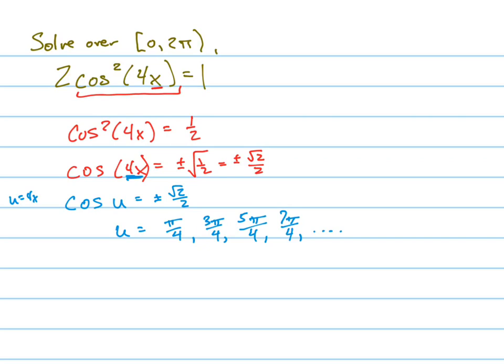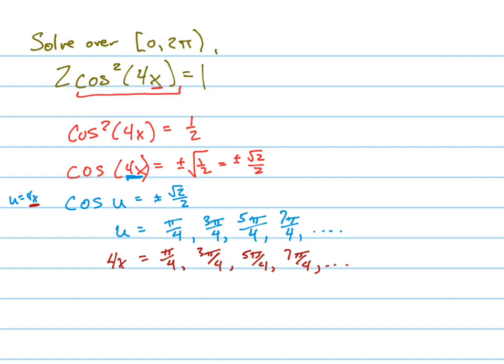So there's a couple ways you can do this, because remember, we have to solve for x, not for u. So what you do now is you write 4x equals pi over 4, 3 pi over 4, 5 pi over 4, 7 pi over 4, and you keep going in both directions, negative and positive. You can keep going in the negative direction, negative pi over 4, negative 3 pi over 4, negative 5 pi over 4, etc.